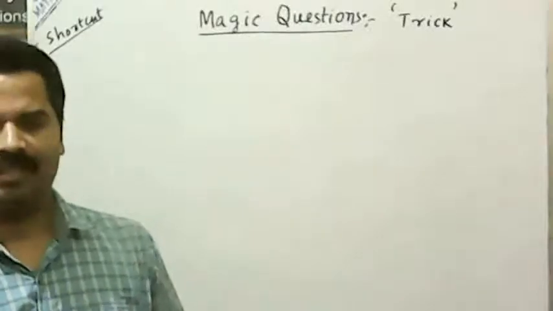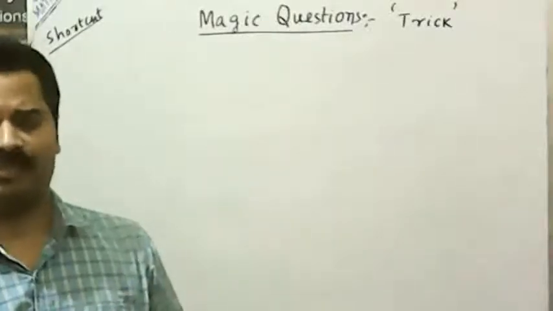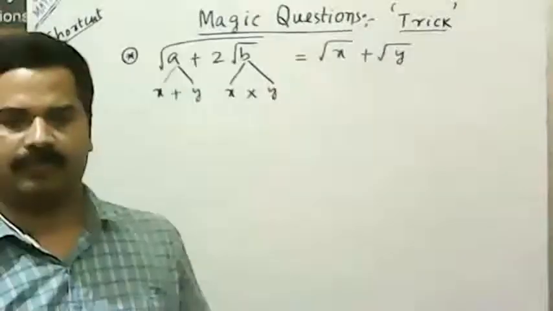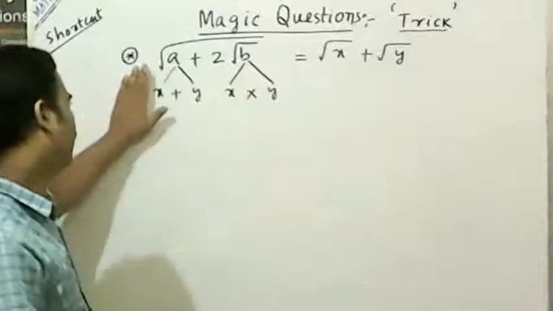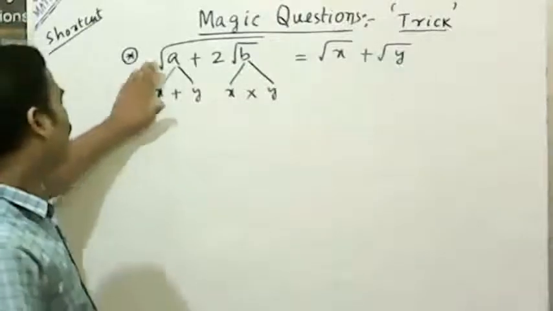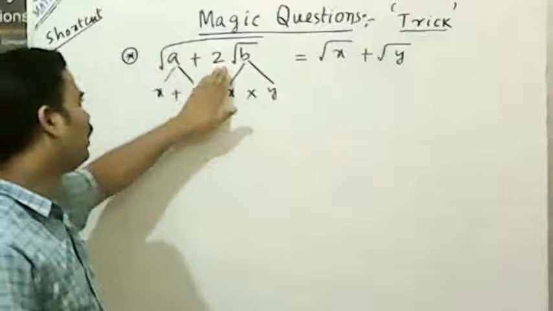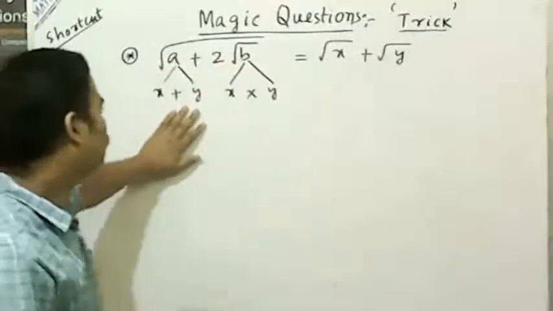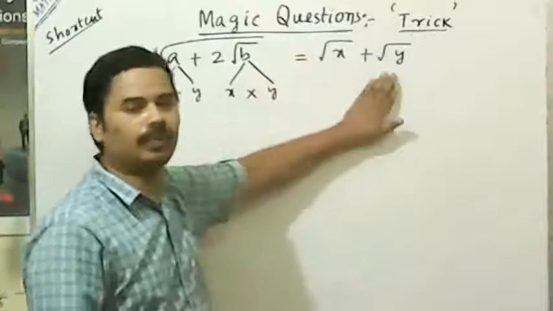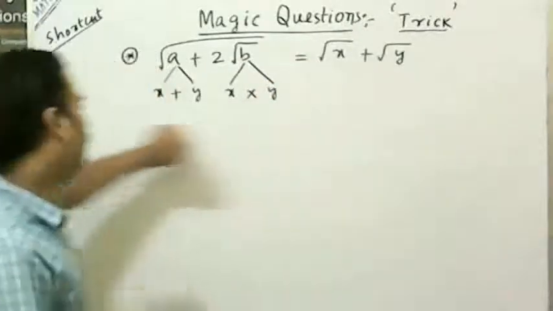Some magic questions. It is a very shortcut. Take the question here, just like one trick. A good trick: square root of a plus 2 into square root of b is equal to root x plus root y.